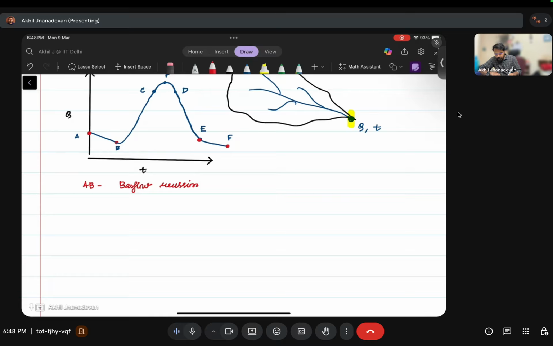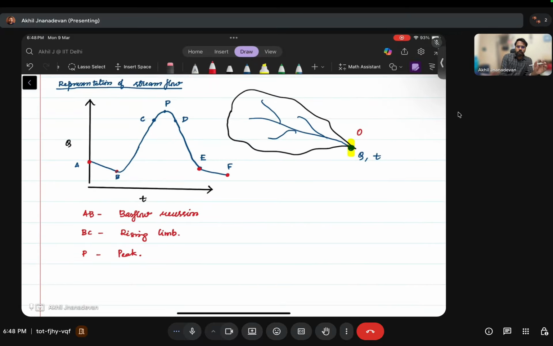So AB we know is the base flow recession. BC is called the rising limb. Rising limb is nothing but more and more water having started reaching the outlet point. This outlet point I'm calling O. So more and more water has reached O, and as time progresses more water will be reaching. And P is called the peak. That is the maximum runoff it has reached.